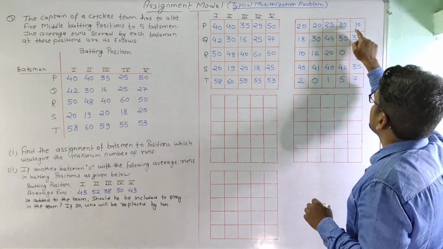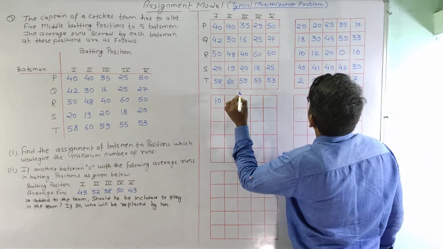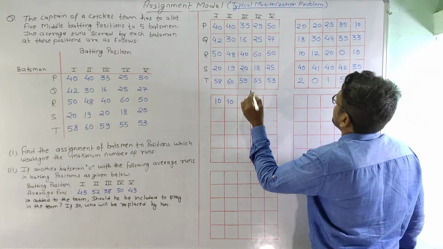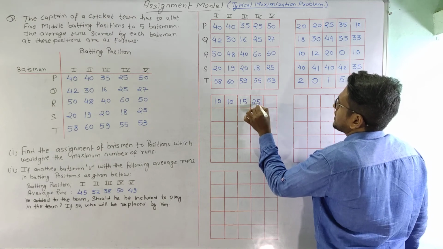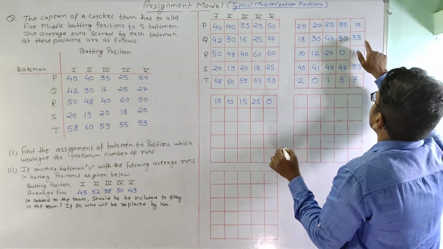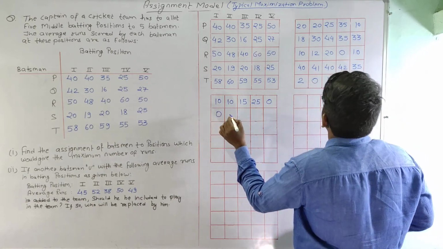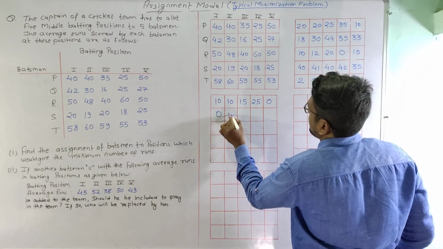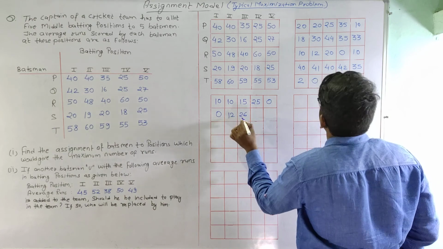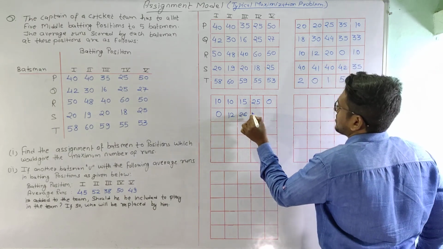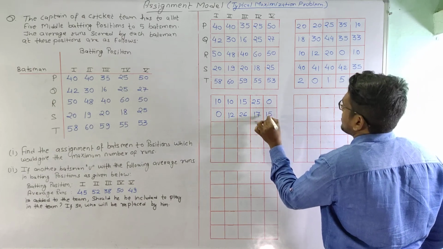For row 1 the minimum value is 10, so 20 minus 10 is 10. Again 20 minus 10 is 10. 25 minus 10 is 15. 35 minus 10 is 25, and 10 minus 10 is 0. Here the minimum value is 18. So 18 minus 18 is 0, and 38 minus 18 is 12, and 44 minus 18 is 26, 35 minus 18 is 17, 33 minus 18 is 15.